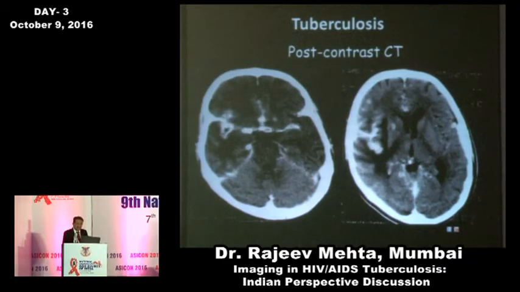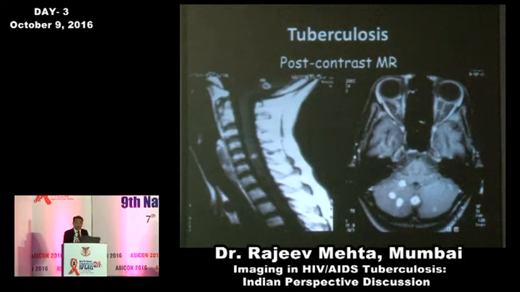You can see it in the interhemispheric fissure, along the middle cerebral artery on both sides, and in the anterior hemispheric fissure. In addition, you see tiny sub-centimeter nodular enhancing granulomas scattered in both cerebral hemispheres. So this is a classical example of TB meningitis with multiple tuberculomas.